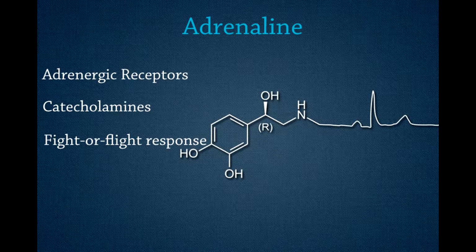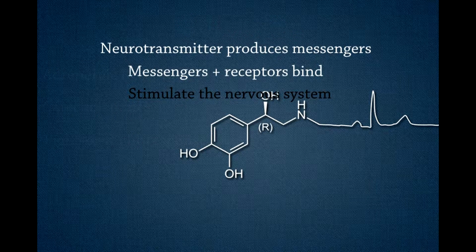When you are threatened, the fight or flight response triggers. What happens then is a bunch of adrenaline is released and it goes all throughout your body, binding the neurotransmitter messengers with the receptor and stimulating the nervous system. The effects of adrenaline differ per organ, per body tissue. So for example, it will have a different effect on your heart than on your liver.